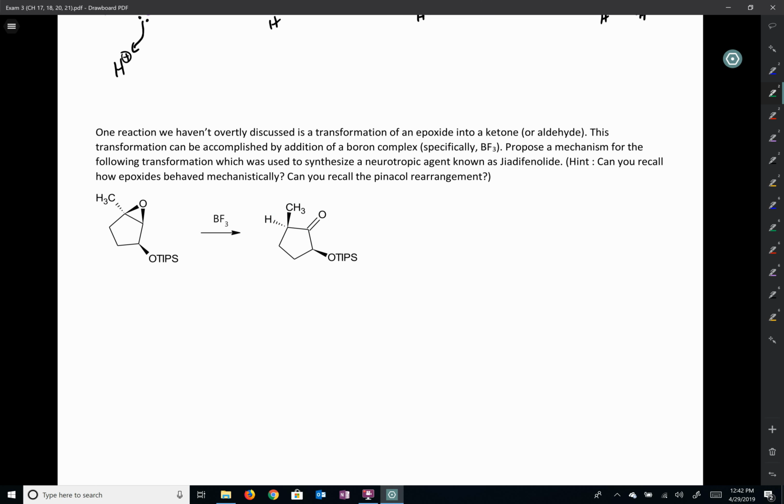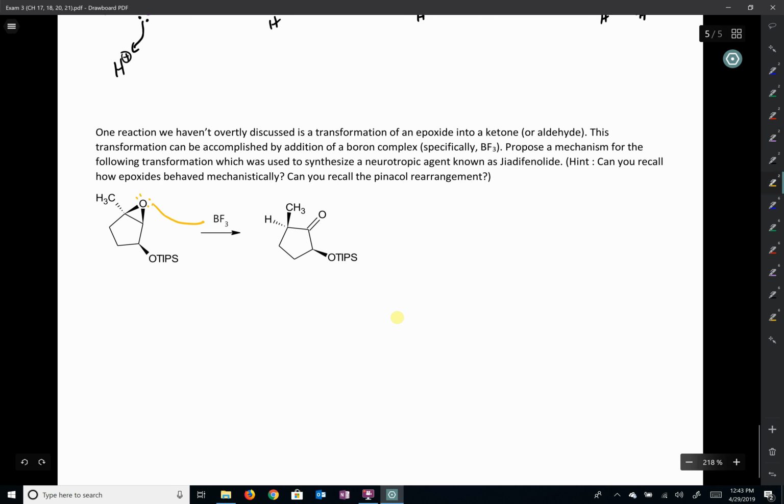All right. So what else do we have? Well, we've got our buddy BF3. Now, whenever you see BF3, this is a Lewis acid. Just like AlCl3, it's a Lewis acid. Also FeCl3, all these things are Lewis acids. And how do Lewis acids behave? Well, Lewis acids behave like acids. Lewis acids are deficient of electrons. They've got an open orbital, might be another way of saying it.